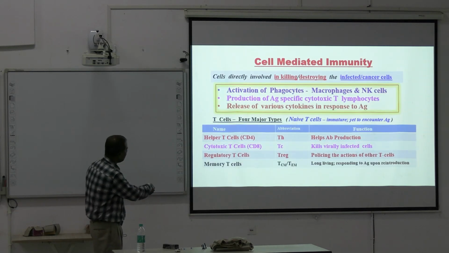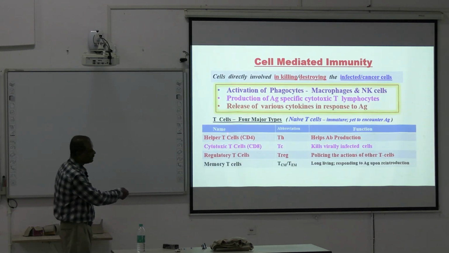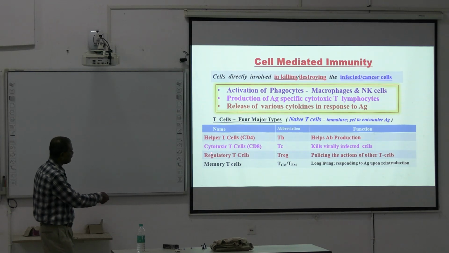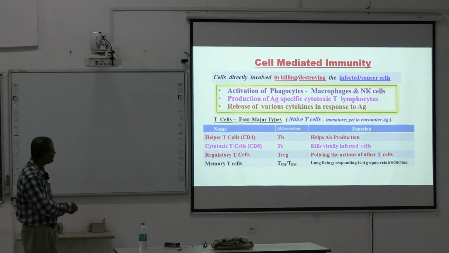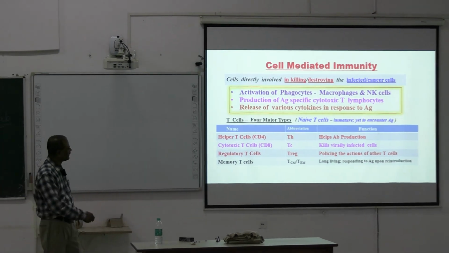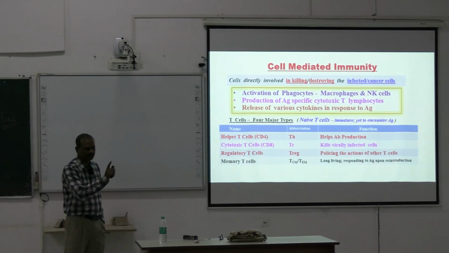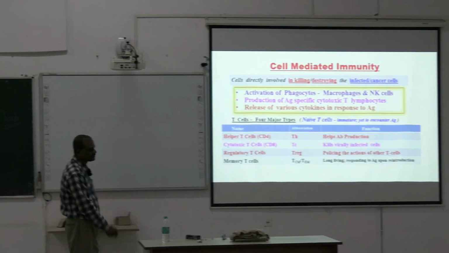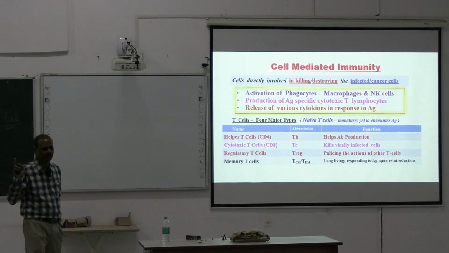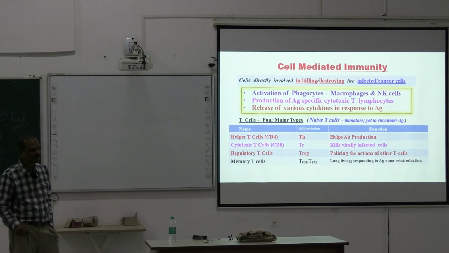Note this down here, so you can see better. There are 4 different major types: one is helper cell, one is cytotoxic T cell, one is regulatory T cells. Note down only one function of each. This chart you remember. And memory T cells, same thing, same memory function.